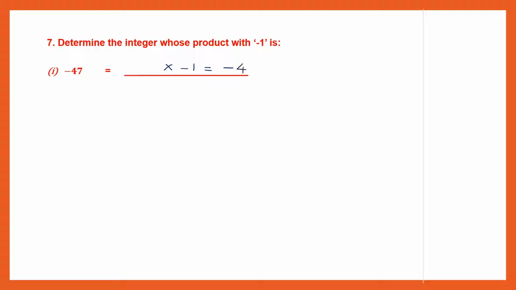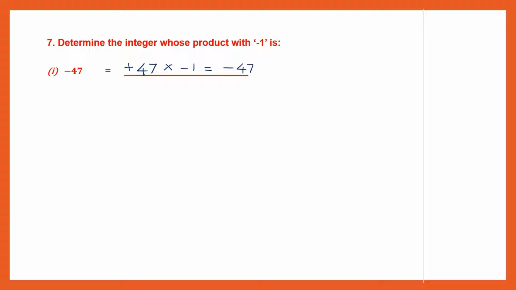If I multiply a number with minus 1, which is given to us in the question, my answer is minus 47. Now let's think of the rule or the property we just learnt. If you have one negative integer, the product will be negative. So that means this integer is a positive integer. So the sign is plus. What is the number? Now 1 into what will give us 47? 1 into 47 will give us 47.